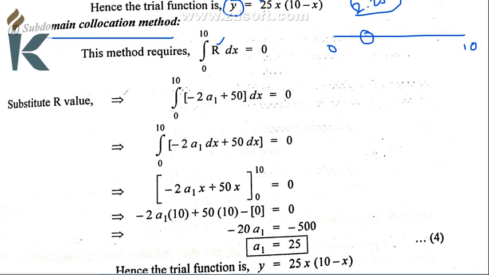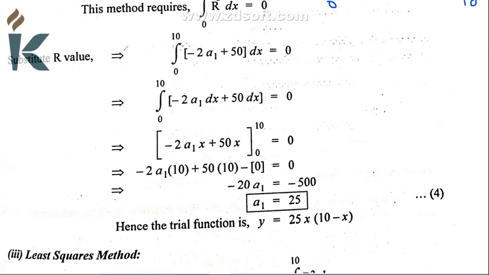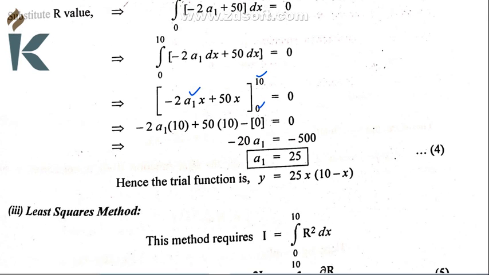Minus 2a1 is a constant. If you integrate a constant, you get h. Therefore minus 2a1 h, and the other constant is 50, therefore 50 h. You have to substitute the upper limit and the lower limit. Once you substitute the lower limit, the entire value becomes 0 only, so there is no need to substitute the lower limit. I only have to apply the upper limit. Therefore minus 2a1 into 10 plus 50 into 10 is equal to 0. Finally, the a1 value is 25.